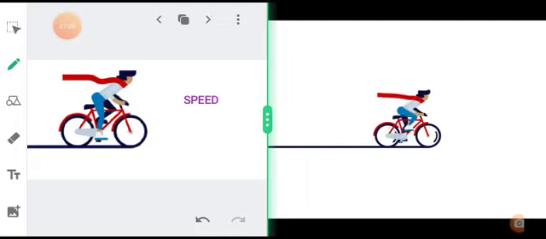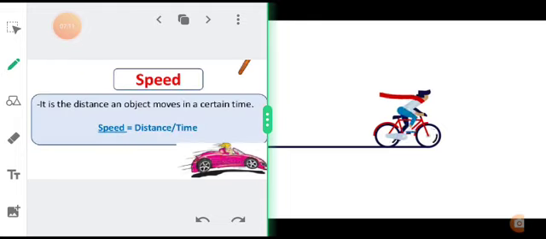Speed is the distance traveled by an object per unit time. So you can see the definition. It is the distance an object moves in a certain time. And following the definition, we get the formula: speed equals distance by time.